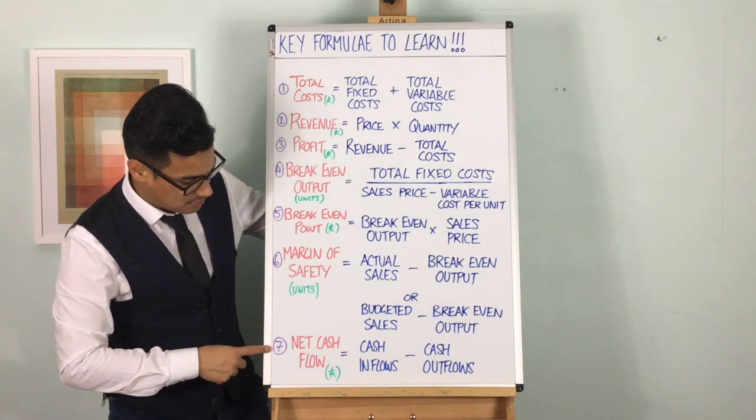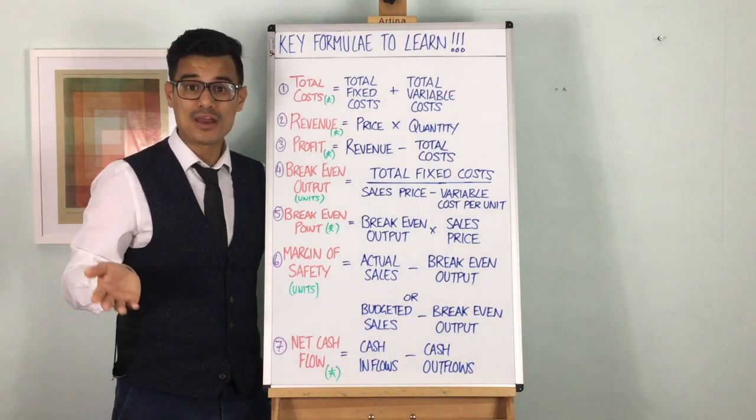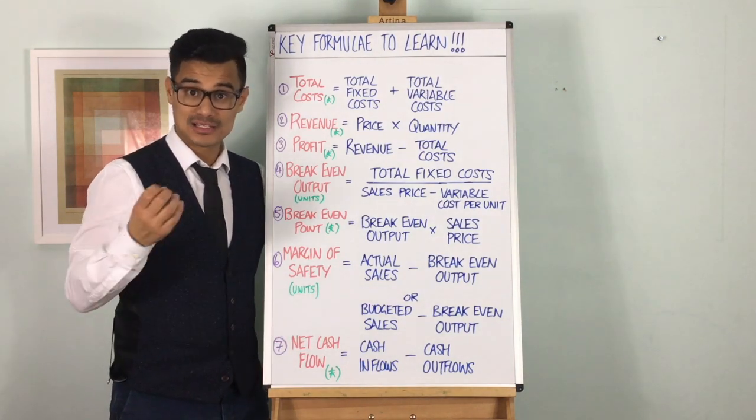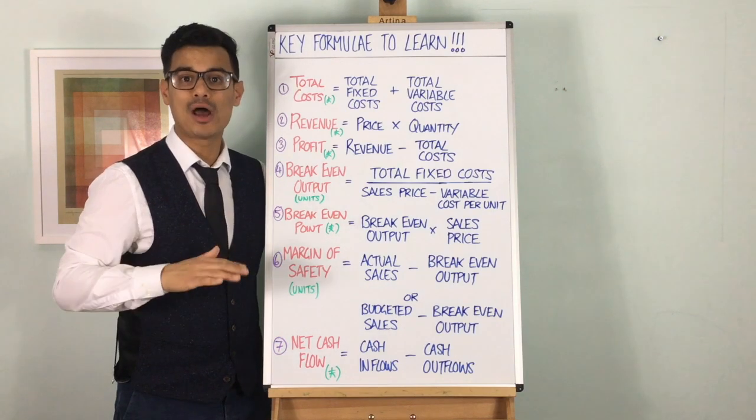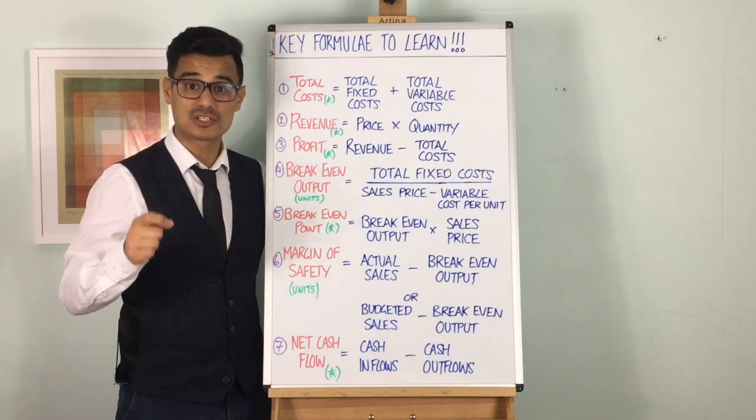Net cash flow, number seven, is going to be your cash inflows minus your cash outflows, and that's going to be on the cash flow forecast, being one of those financial statements that you must learn.